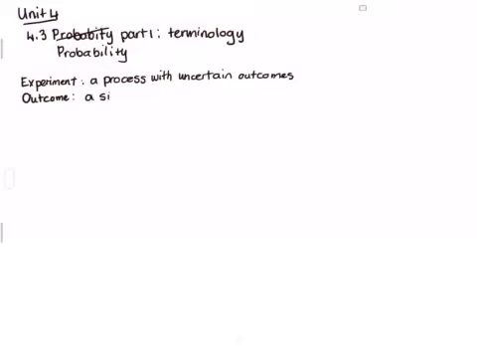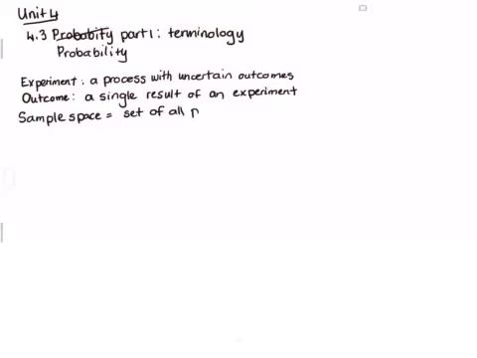An outcome is one of those results, a single result of an experiment. So the first person I go to, I see if they smile, I take a note of their reaction. That is an outcome. The sample space is the set of all possible outcomes. So as in, when I smile at the people, one possible outcome is they smile back. Another one is they ignore me. Another one is they frown at me, etc.